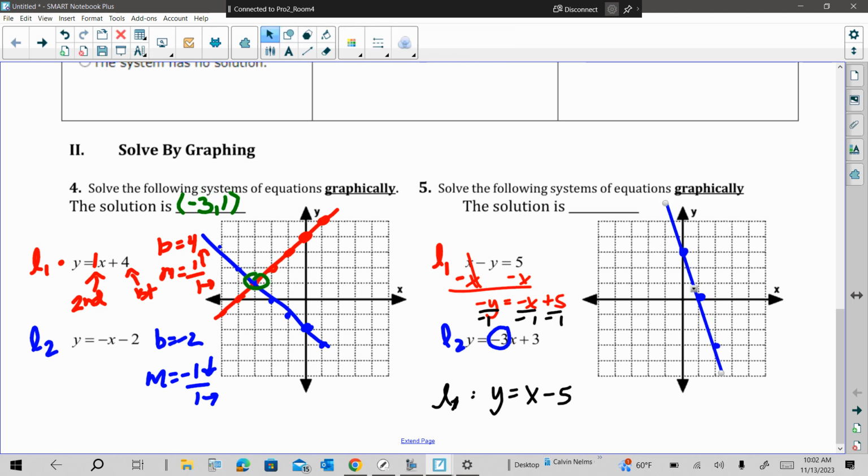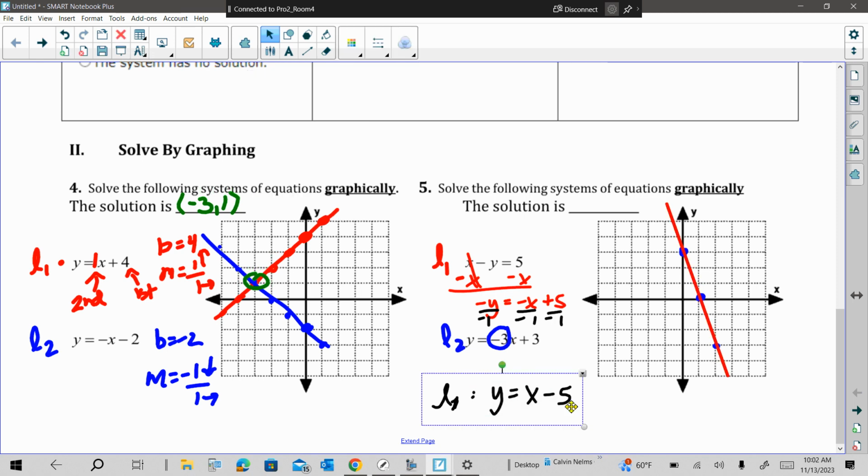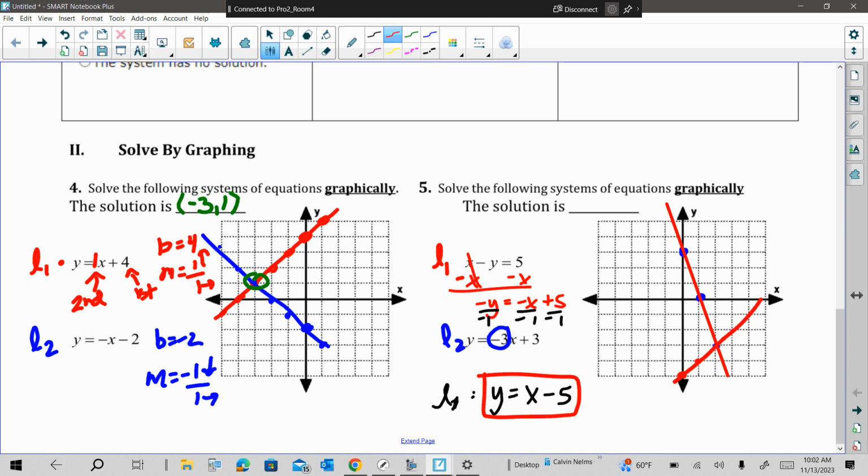So there is my line 2, and line 1, the one we just graphed or just solved right here. Y equals x minus 5. That means we start at negative 5 on the y-axis, and then a slope of 1. And then we see the intersection right there. And so we can see the solution.